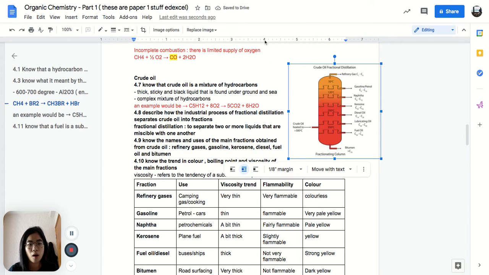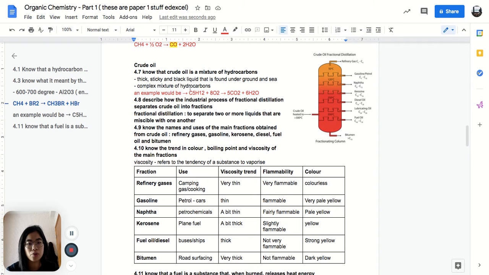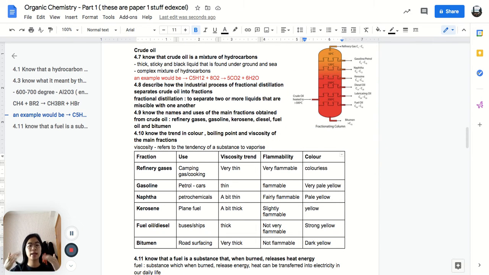So an example would be C5H12 plus 8O2 gives 5CO2 plus 6H2O. You will know what C5H12 is later on when you learn alkanes and alkenes. For now, you don't have to know it yet, but it is an alkane and it is pentane. You're going to learn that later on when you learn alkanes, so it'll be easier. So I'm going to move on for now.